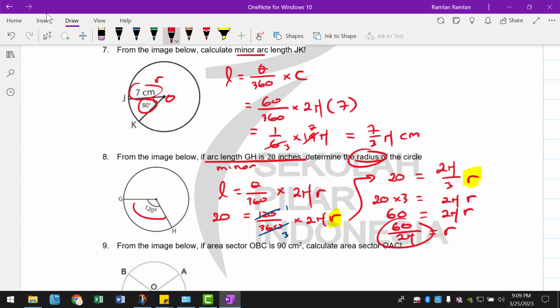So again, you don't have to change this to decimal. Just leave it like that. So r equals 60 over 2 pi, but again, you need to simplify. We can simplify the 60 and 2. If you divide 60 by 2, you get 30, and if you divide 2 by 2, you get 1. So that'll be just 30 over pi. In here it is inches, so write that in inches. Okay.